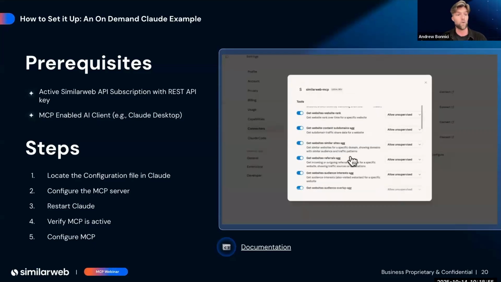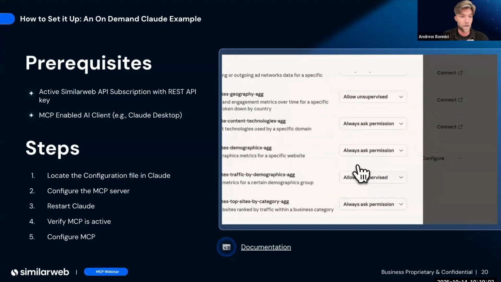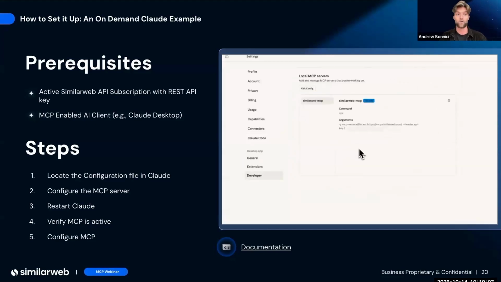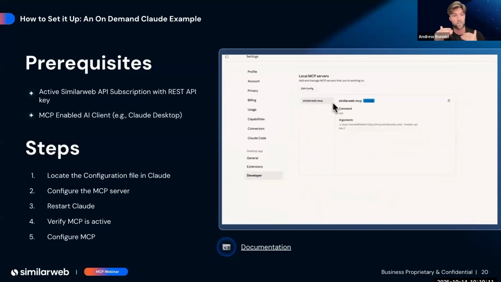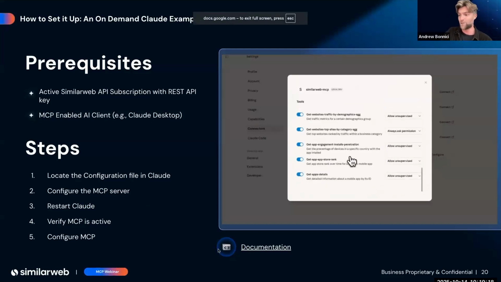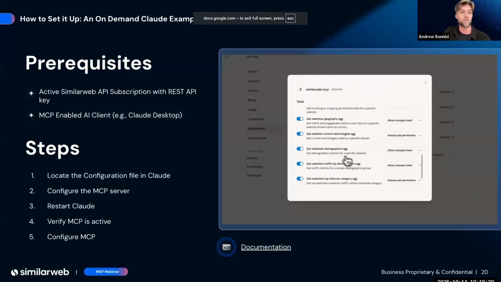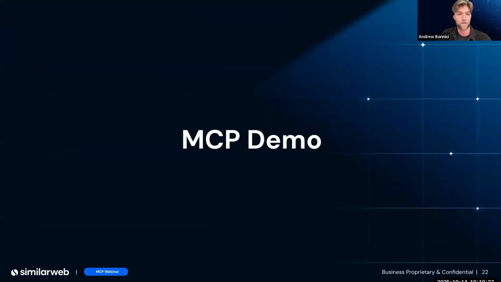And the steps are really simple. You locate the configuration file in Claude, which is in the settings of Claude. You configure the MCP server by putting the URL in. You restart Claude, you verify that it's active, and then you can configure the different types of data categories that you want to include within here. We have this slide for you, but there's also the documentation down here as well, so you can link to that. We'll share it afterwards. You'll be able to easily access all of this API documentation as well.